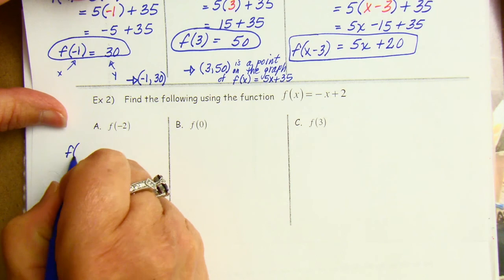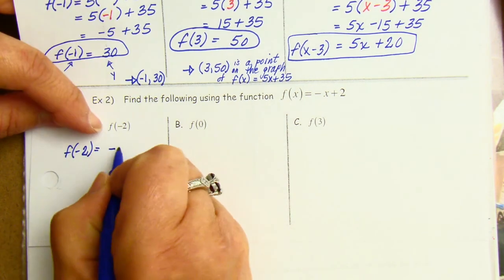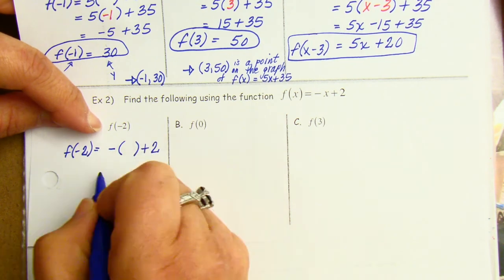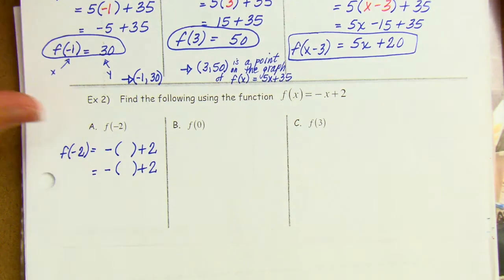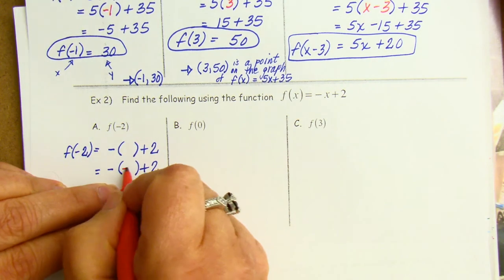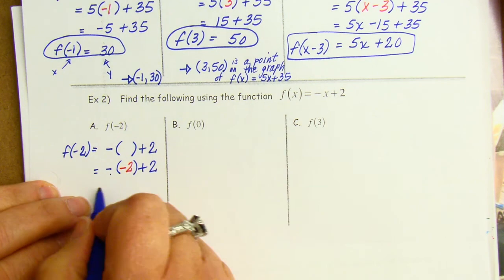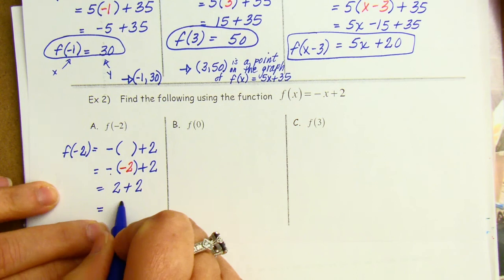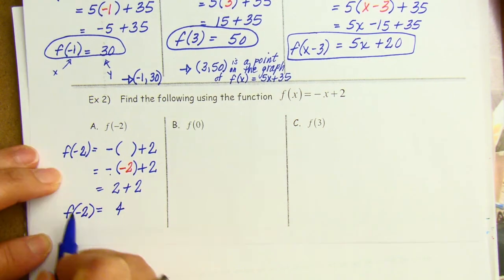We're going to say f of -2 equals, look at what I've got here, negative parenthesis for x plus 2. Again, I'm just writing this twice to illustrate to you. I'm going to put the -2 in there. The opposite of -2 is +2. And 2 plus 2 is 4. So f of -2 is 4.